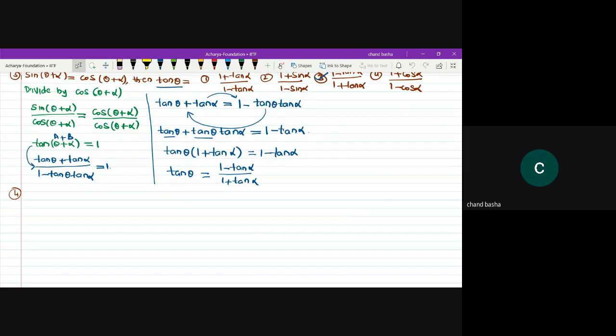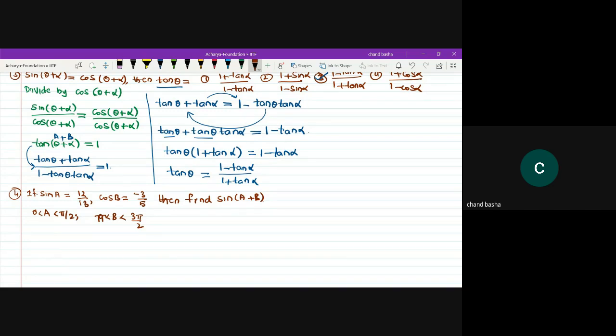The next question, the fourth one. If sine A is equal to 12 divided by 13, and cos B is equal to minus 3 divided by 5, with the restrictions 0 less than A less than pi divided by 2, and pi less than B less than 3 pi by 2, then find the value of sine of A plus B.